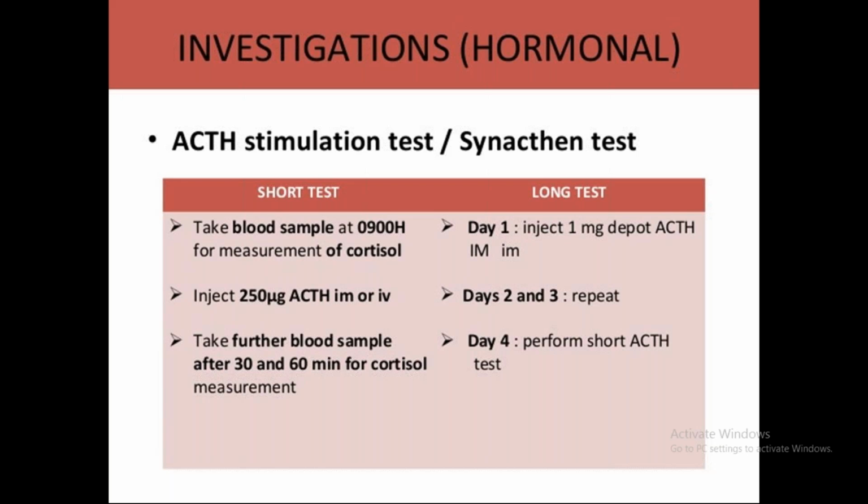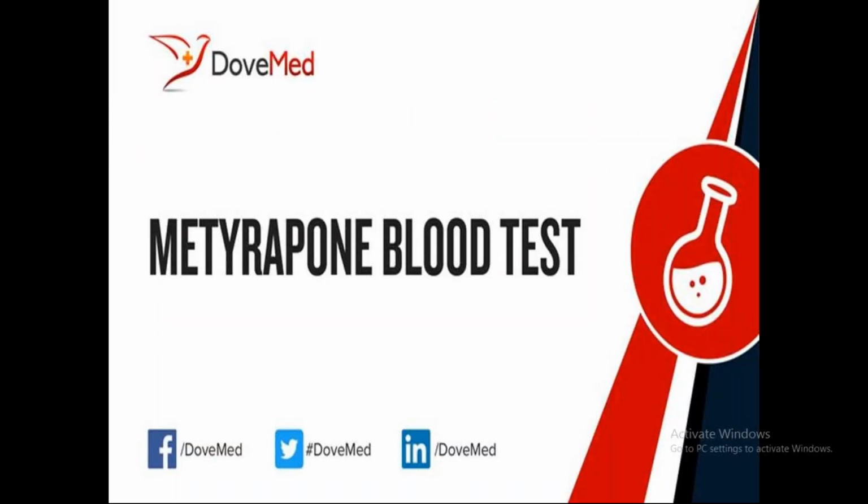And here is the long test. We inject 1 milligram of adrenocorticotropic hormone intramuscularly, and on the second day and third day we inject the same amount, and on the fourth day we again perform the same 250 micrograms short test and measure the cortisol level. This is the adrenocorticotropic hormone stimulation test.